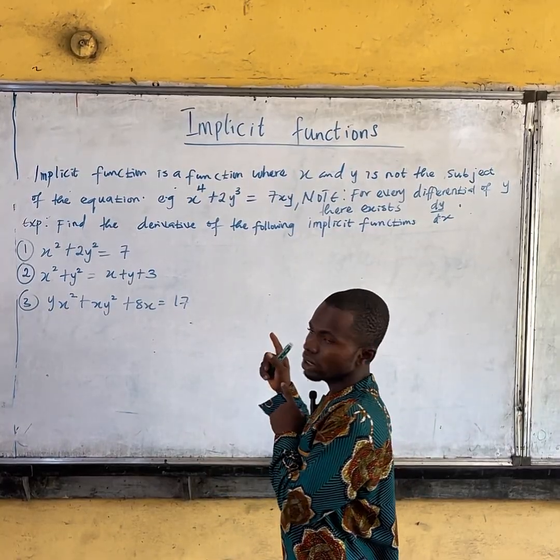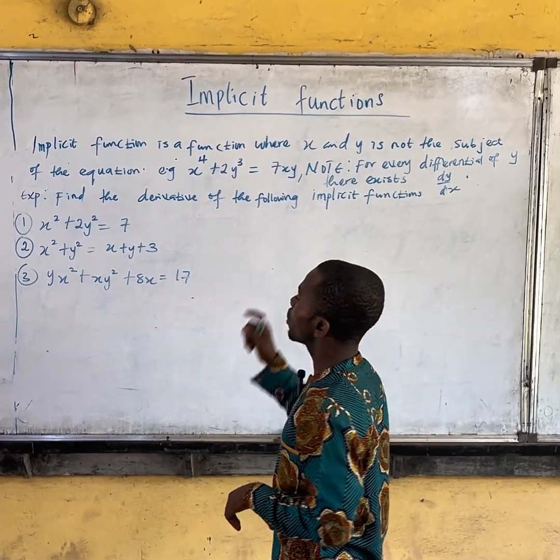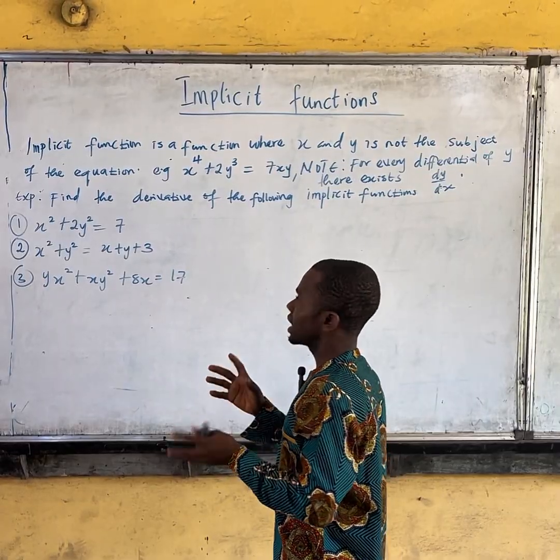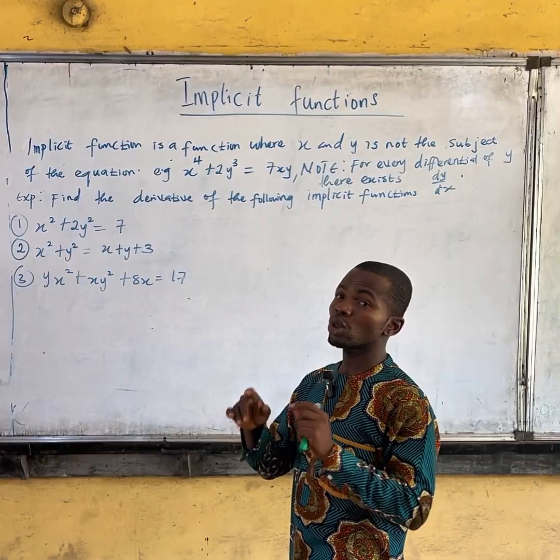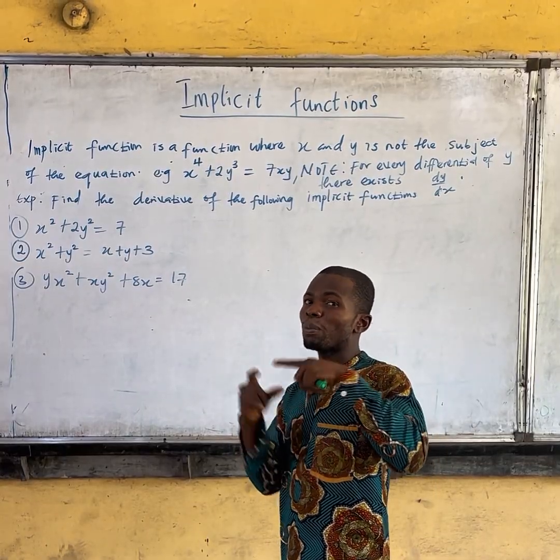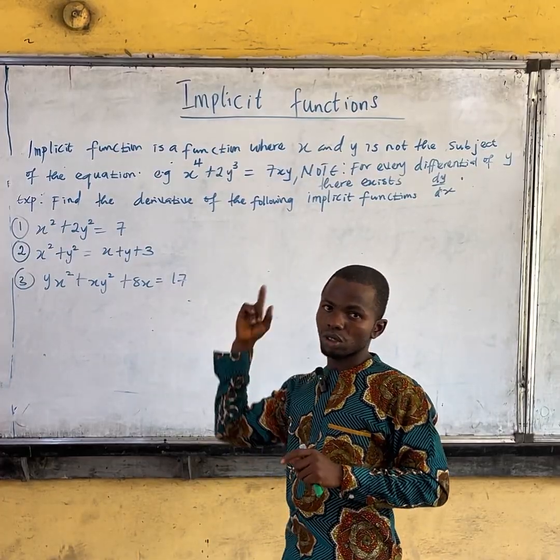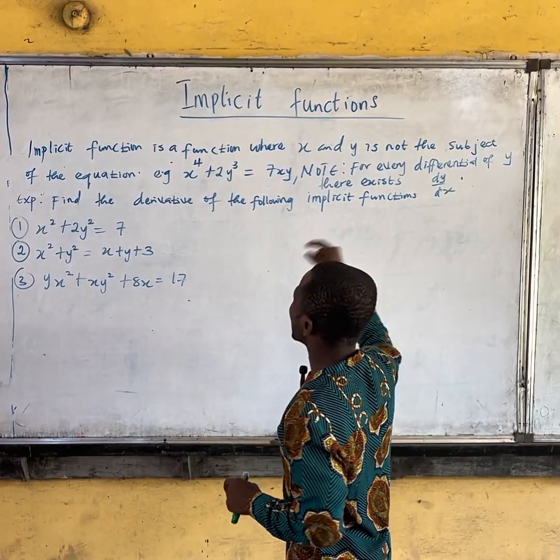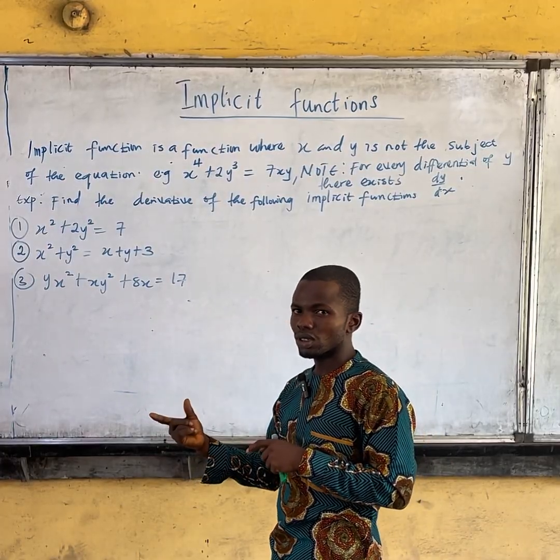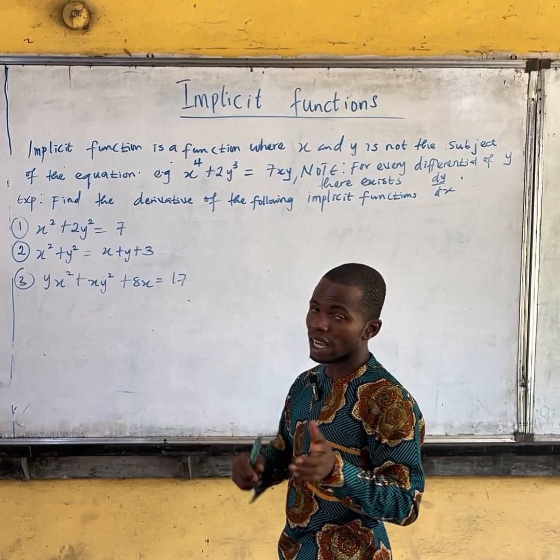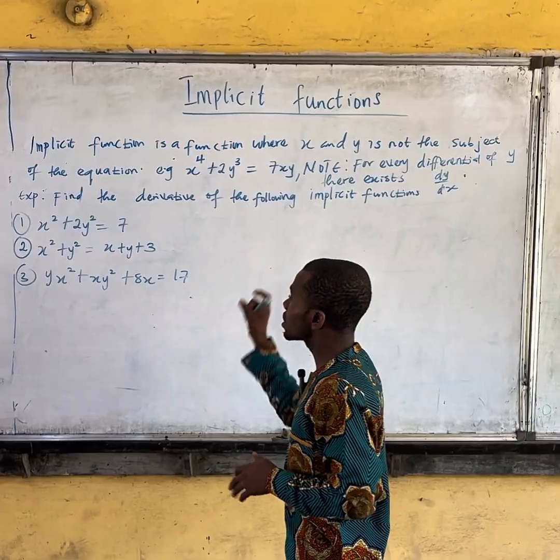But in this case, those ones we call explicit functions. But for an implicit function, x and y are depending on each other, but x is not in the form of a subject and y is not in the form of a subject. They are both in the equation, but they are not the subject of the equation. Though they are interdependent, x is not the subject, y is not the subject. In that case, we call it an implicit function.